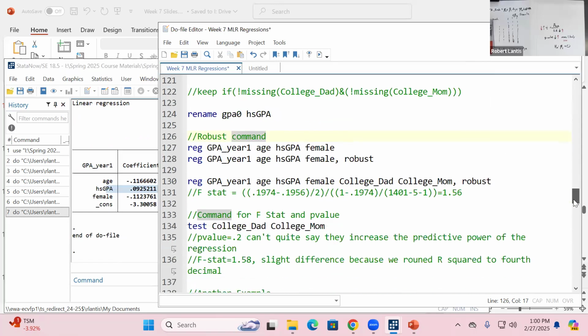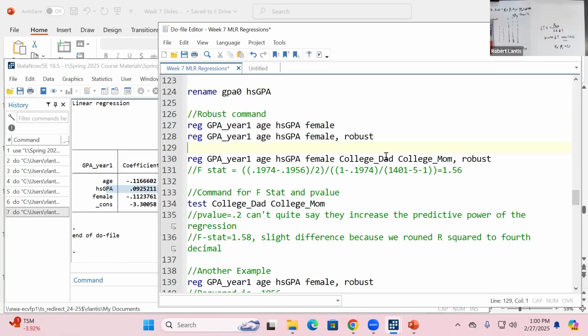So if we do that, the next thing I might want to think about, which is more recent from what we talked about, is this: let's say I'm interested in whether or not the parents going to college is going to explain any more of the variation in a freshman's GPA. So I include those variables, college mom and college dad, whether or not the father and mother went to college. Okay?